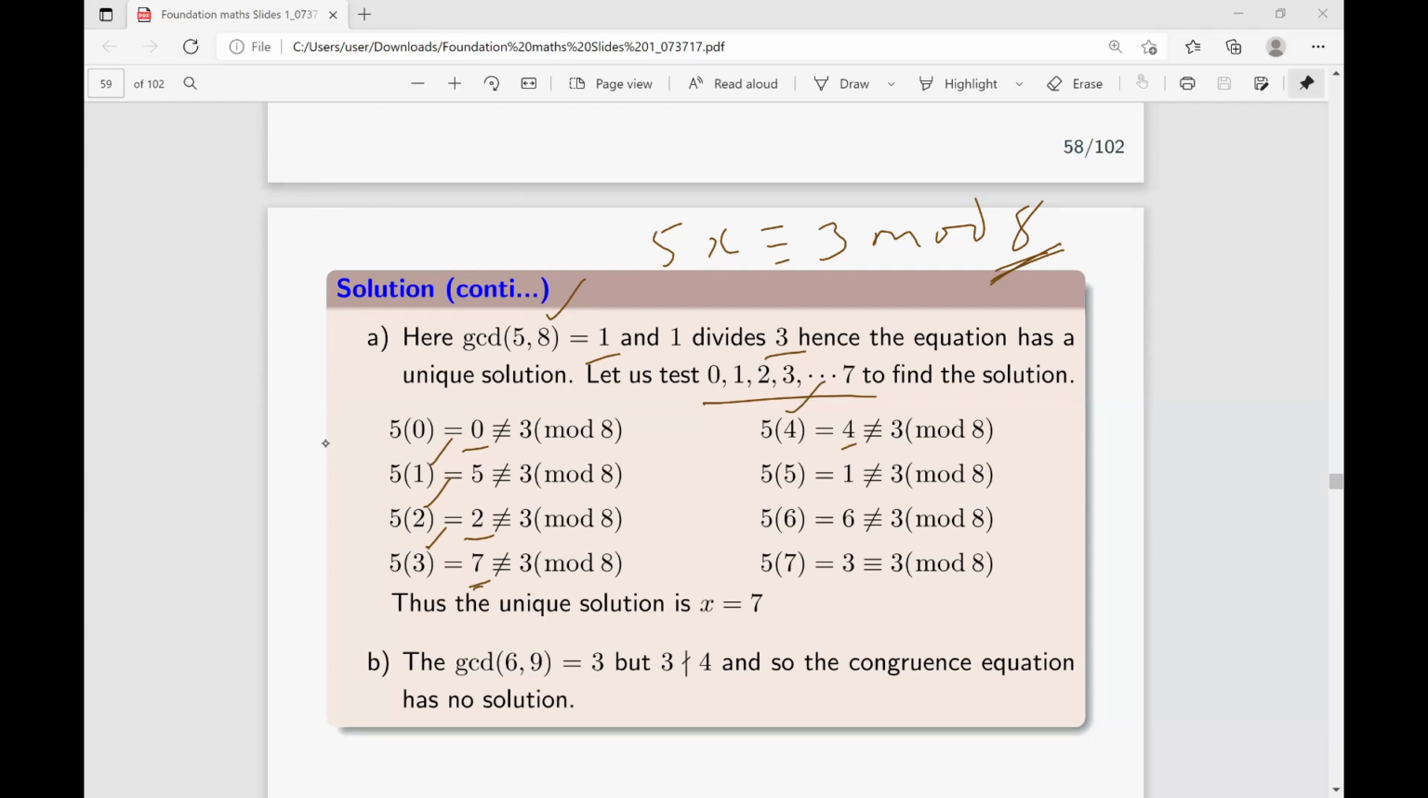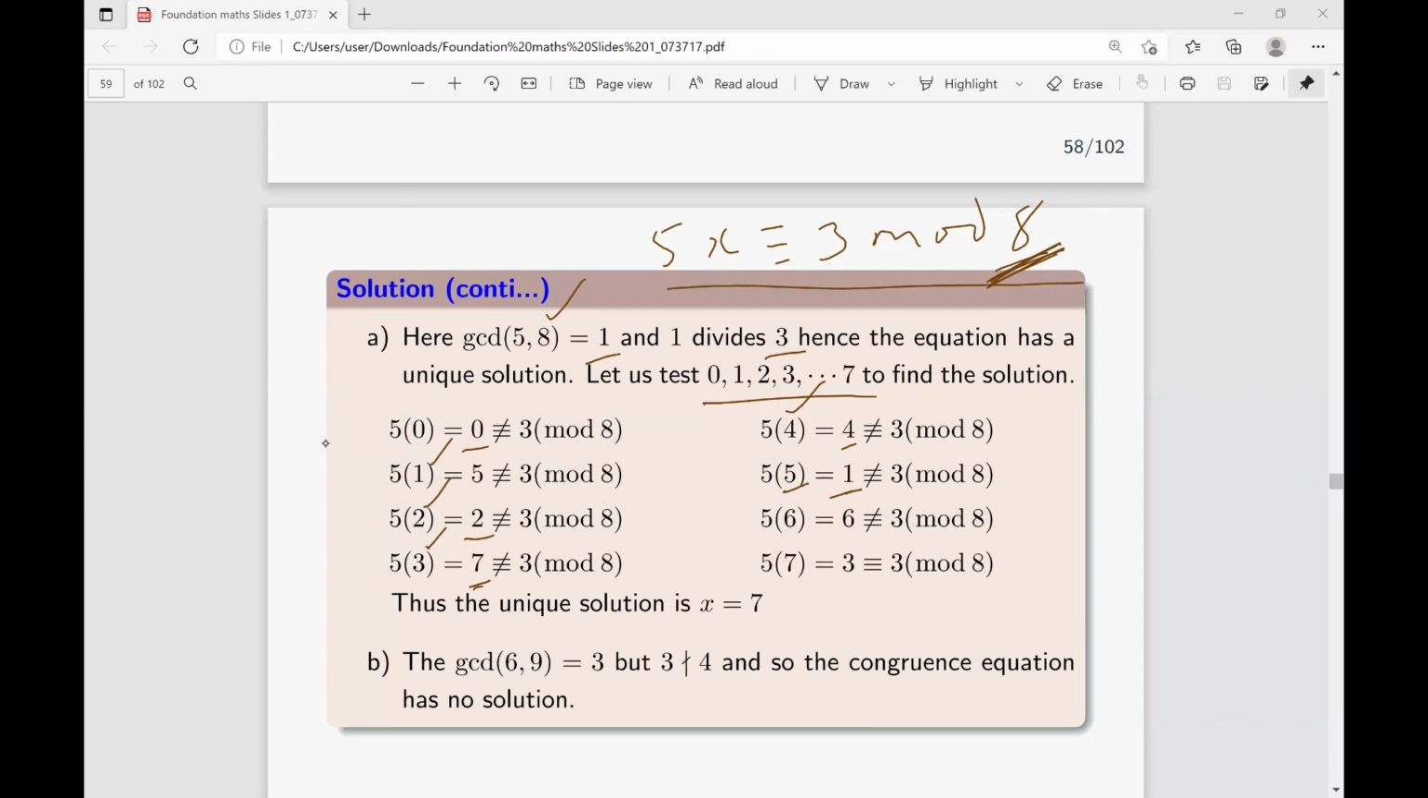We try 5. 5 times 5 would be 25. Mod 8, that is the same as 1. Is that okay? Because 8 going into 25 goes there 3 times, that is 24, and the remainder is 1. So we are writing the remainder. And therefore, this 1 is not equivalent to 3, which means 5 is not a solution to this equation.